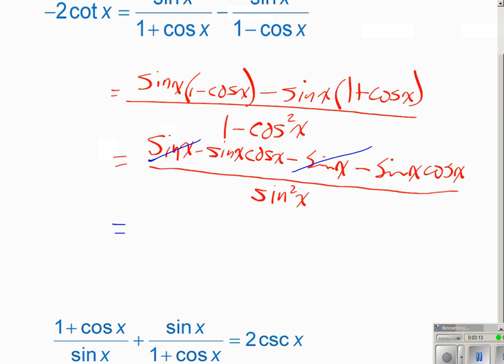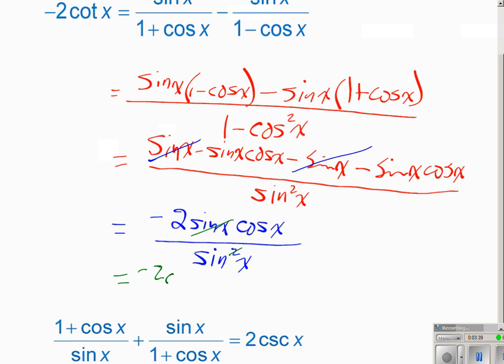Well, the signs are going to drop out of this expression, and we have negative 2 sine x cosine x over sine squared x. And all we need to do now is a little bit of canceling. The sine x with one of the sines in the denominator, and we have negative 2 cosine x over sine x, which is negative 2 cotangent of x. And that is what we wanted. So, verified.